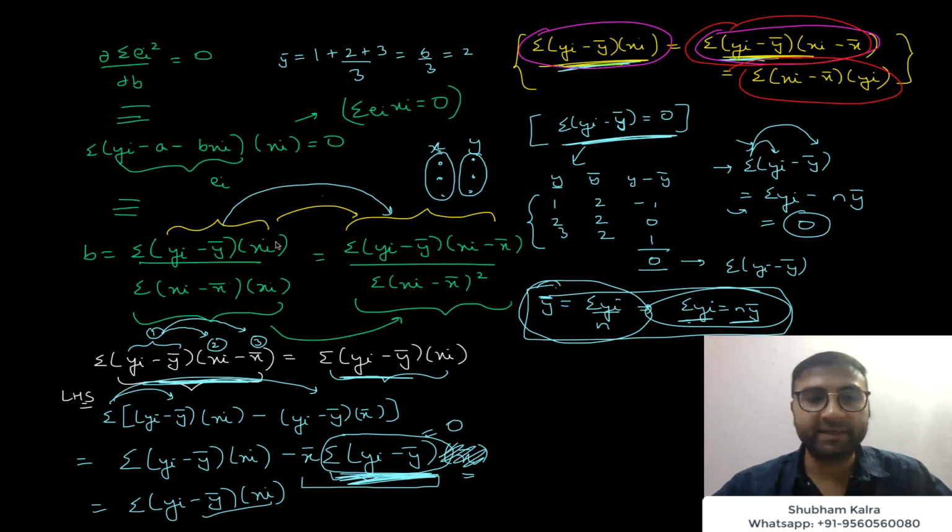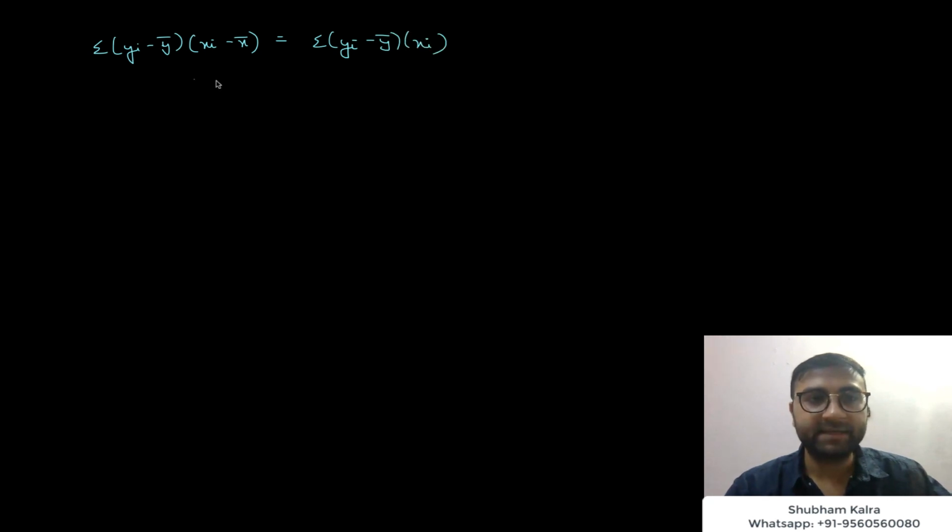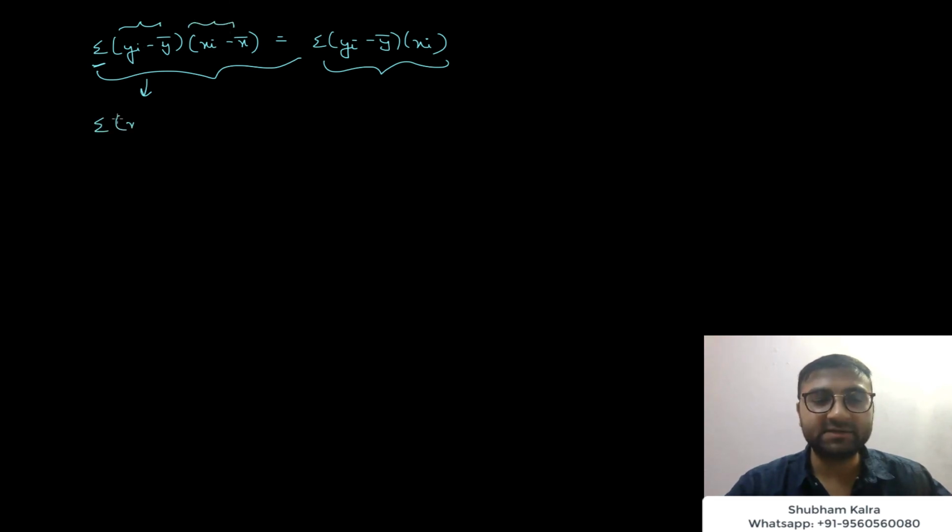Let me show you some more math over here. I showed you that we can write summation of yi minus y bar multiplied by xi minus x bar as summation of yi minus y bar multiplied by xi. Now I'm going to show you some more things related to these expressions. Here you have summation, and then this is a variable and this is a variable, so this is multiplication of two variables. It doesn't matter which variable you write first, because either way you're going to multiply them and then sum. So I can also write it as summation of xi minus x bar multiplied by yi minus y bar. It doesn't make a difference. And now I'm going to show you that this is equal to summation of xi minus x bar multiplied by yi.